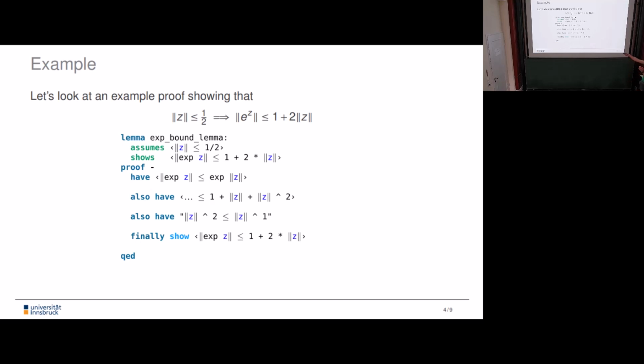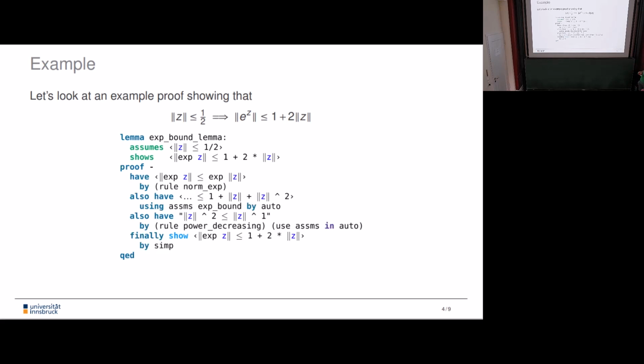Right, you first say the norm of an exponential is less than or equal to the exponential of the norm. That's already in the library. And then you approximate this by some truncation of the Taylor series of the exponential function on the real numbers now, because this is a real number, the norm. And then because the norm of z is less or equal to 1/2, you can also approximate this power like this. And then you're already done. And then all you have to do to make this an actual Isabelle proof is you have to justify every single step in that proof. So you have to fill in these lines.